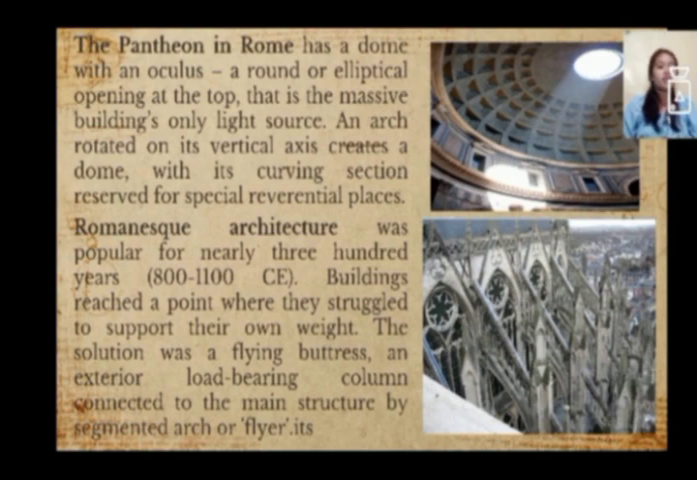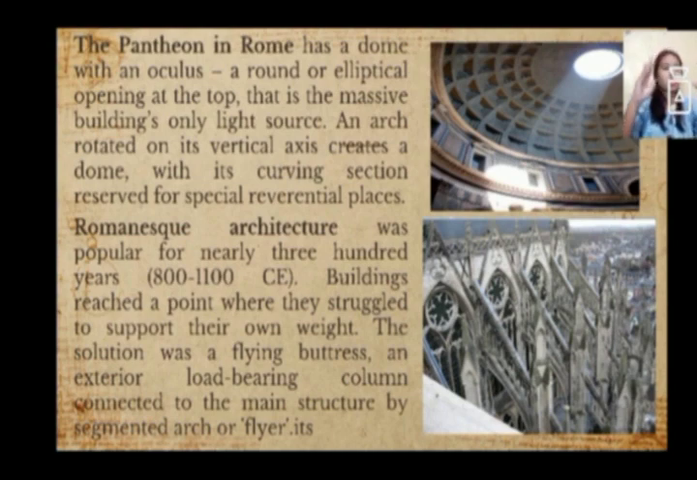So the solution was a flying buttress. Because of the height of the buildings, they reached a point where they struggled to support the weight of the building. So the architects at that time came up with a solution, a design called a flying buttress. As you can see in the picture, it looks like an arc on the side that supports the middle, the building.